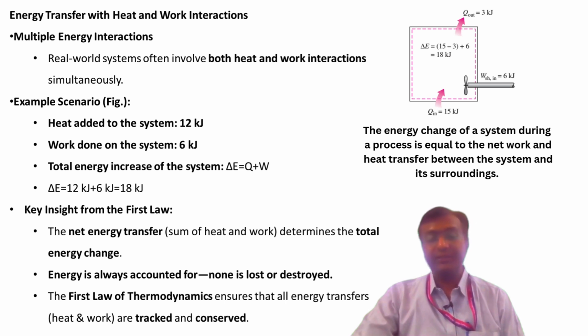Now, consider a hypothetical system where the heat added to the system is 12 kilojoules and the work done on the system is 6 kilojoules. To determine the total energy increase of the system, we can apply the first law of thermodynamics, which states that the change in the total energy of a system is equal to the sum of the heat added to the system and the work done on the system. Therefore, delta E is equal to Q plus W, and substituting the values, we get delta E is equal to 12 plus 6, which is equal to 18 kilojoules. This tells us that the total energy of the system increases by 18 kilojoules as a result of both heat and work interactions.